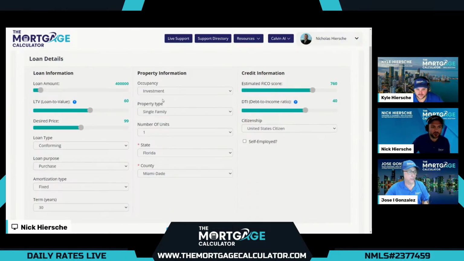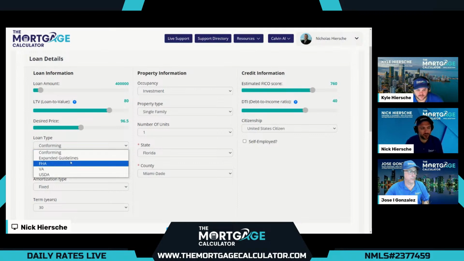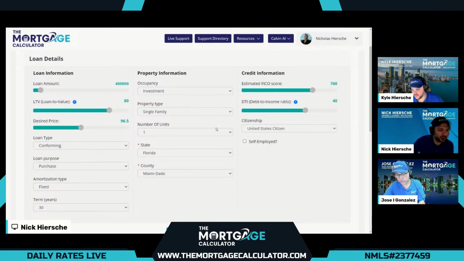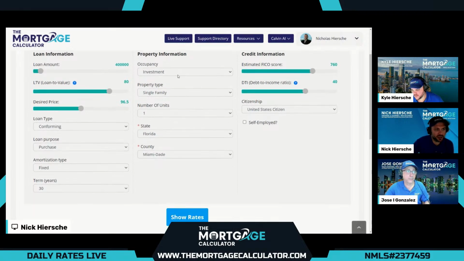And for our final pricing demos, we always want to do some pricing for investment properties. So we'll set up the same scenario: 400,000 loan, 80% loan to value, 20% down payment for investment properties. And we'll search for the lowest rates we can offer for conforming conventional and quickly compare that to our expanded guidelines, also known as non-QM. Remember, all the government programs, FHA, VA, USDA, do not work for investments, so we'll just compare these two here.